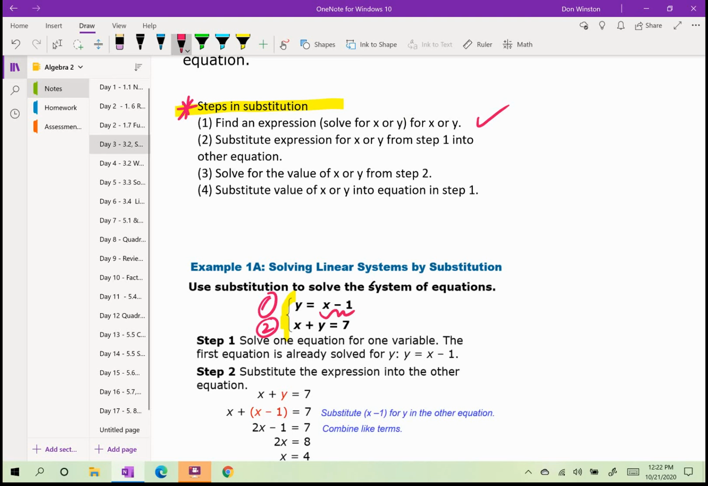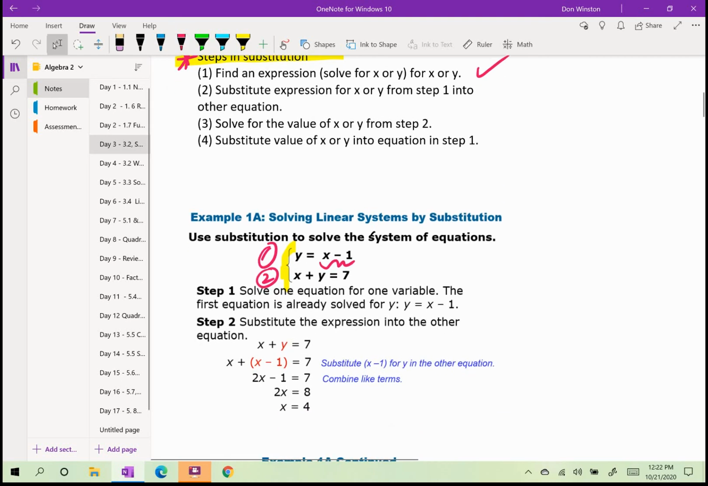Y is solved for. So now step 2 says substitute the expression for x or y from step 1 into the other equation. So I'm going to take this expression for y, which is x minus 1, and I'll replace that y with x minus 1, which is what they did. x plus x minus 1 equals 7.